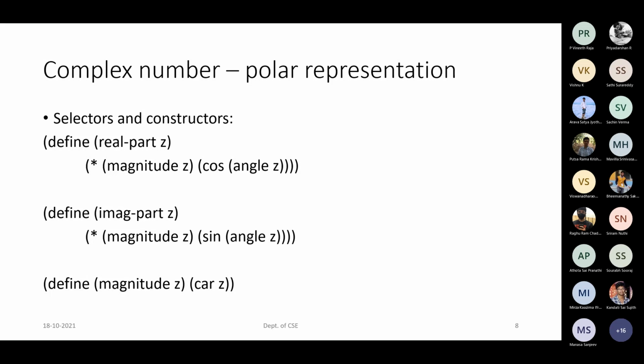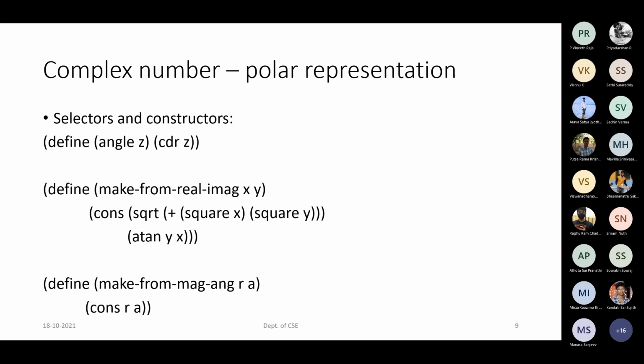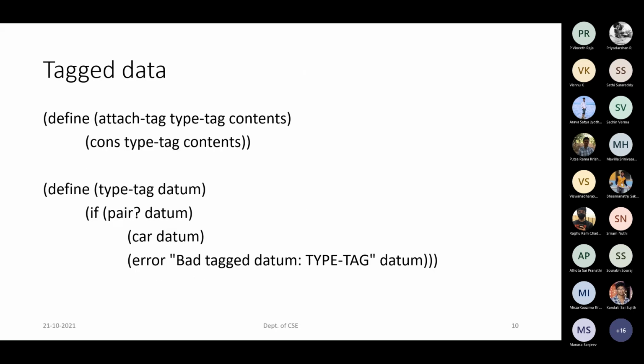When we call the selectors, like real part as well as imaginary part, we don't know which representation has to be called. So how can we solve this? We can solve it by using tagged data. So what is tagged data? Say you have a complex number represented as 1 and 2, where 1 is the real part and 2 is the imaginary part.